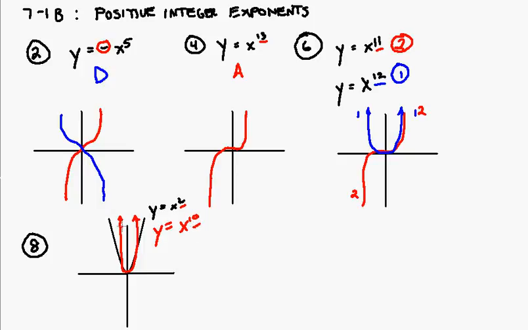Both even functions, therefore it is symmetrical about the y-axis, but the second graph is just going to get steeper faster. And remember, both of these are going to have 2 points in common, (0, 0) and (1, 1). Okay.